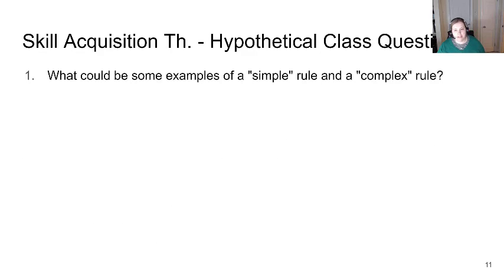Okay, so here are some questions I would hypothetically ask you in class if we were going to talk about this in class, but we're not really because we're going to spend time in class doing other things. But just to follow up, if you're interested, I could ask you, what are some examples of simple rules and complex rules? Let's say you're learning English as a second language. So a simple rule could be something like, if you want to use an indefinite article, before a consonant sound, you get a, like a table, and before a vowel sound, you get an, like an apple.